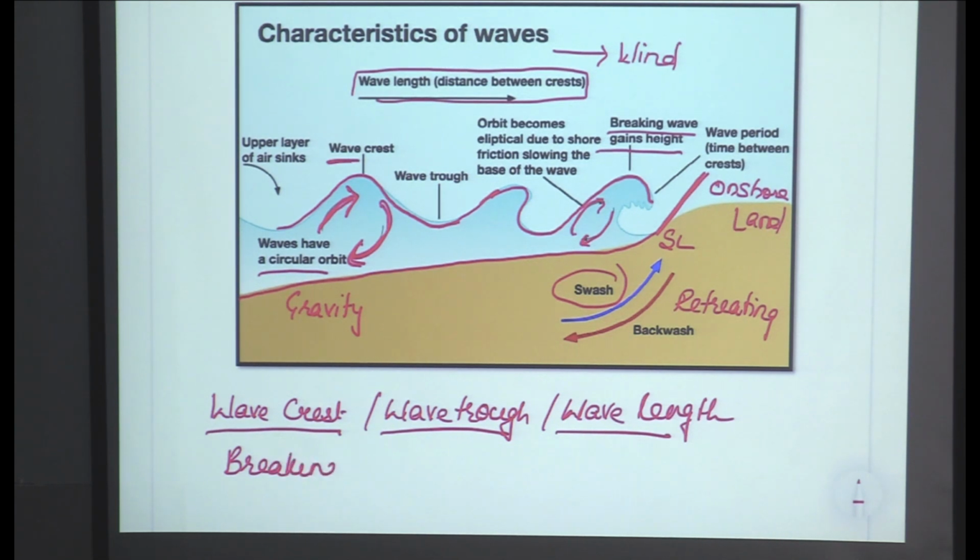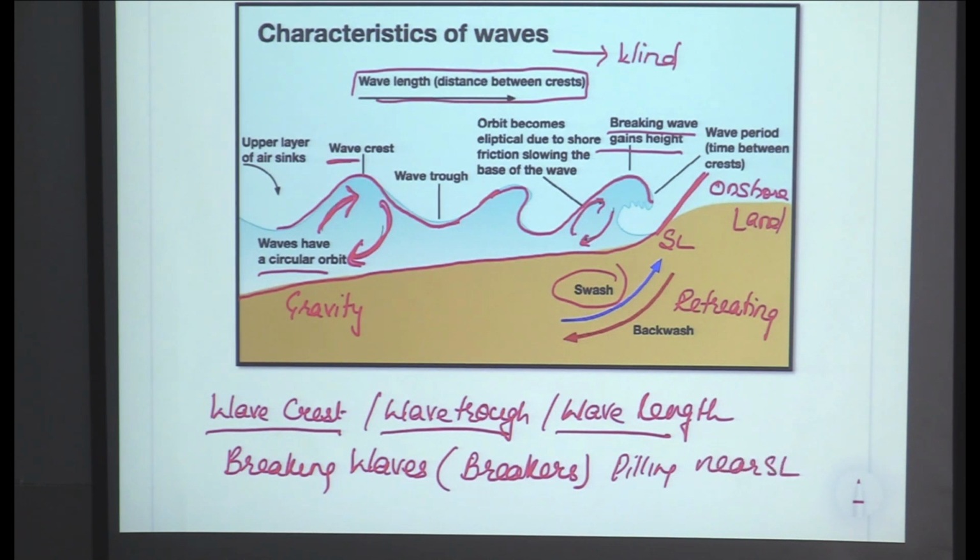Then come in breaking waves. Breaking waves are also called breakers. What are breakers? Breakers are elliptical waves which gain substantive height because of a sort of piling up of the water near shoreline. And breakers tend to surf. Surf can also be called swash. Breaking or breaker waves then tend to return back. That retreat is called backwash.